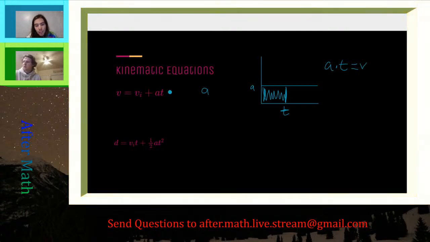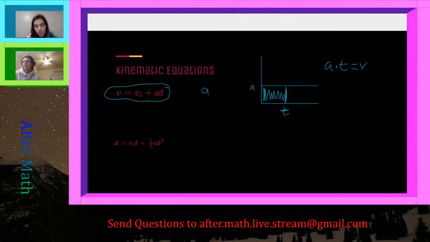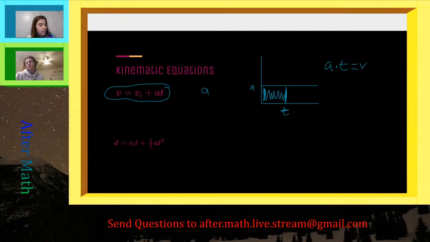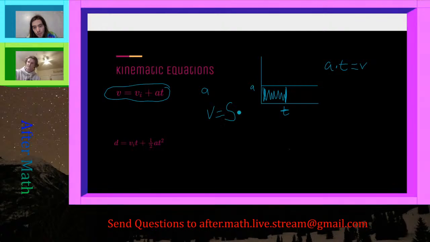Now, Jaden, that looks awfully close to what we have over here, right? But there's something missing. We're missing the VI, the initial velocity.